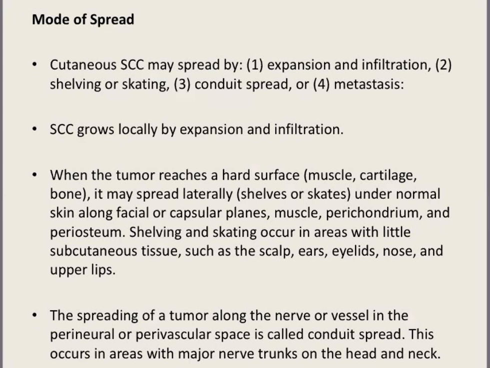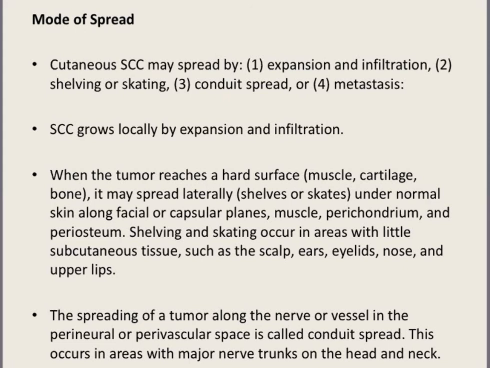Mode of spread. The SCC, squamous cell carcinoma, spreads by 4 mechanisms. The first is by direct expansion, peripheral extension, and vertical expansion. The second mechanism we call shelving or skating. The squamous cell carcinoma slides when it meets hard tissue or a surface, meaning when it reaches the fascia, the cartilage, or the bone, it spreads by sliding, by skating, as if someone is skating.